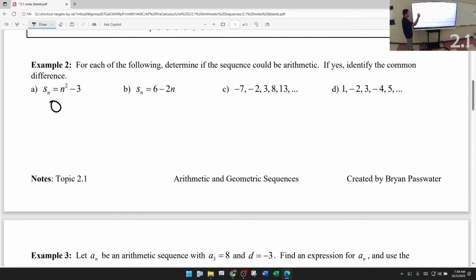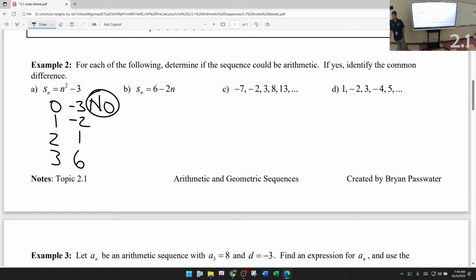0 squared, minus 3 is negative 3. 1 squared is 1, 1 minus 3 is negative 2. 2 better be negative 1. 2 squared is 4, 4 minus 3 is positive 1. Nope. I can stop right now. If you're not too sure, you can go another one, right? 3 squared is 9, 9 minus 3 is 6. No. There's not a common difference between whole numbers.